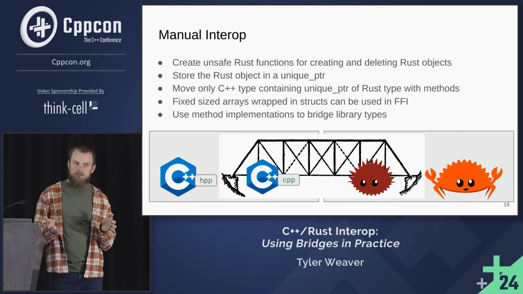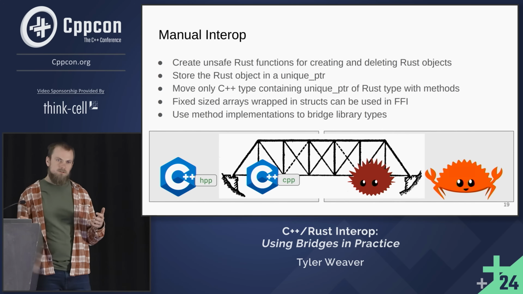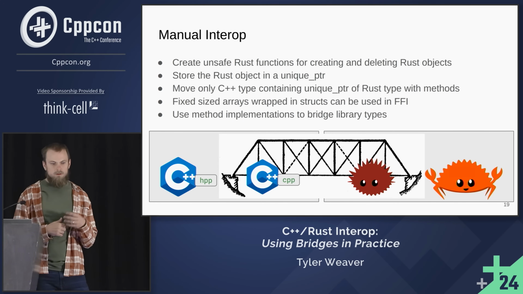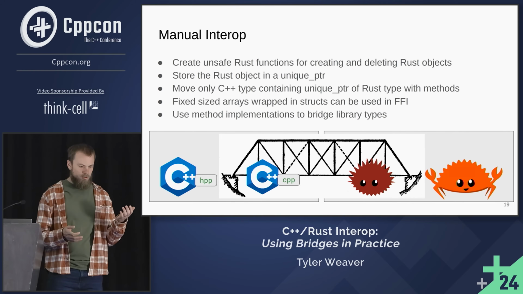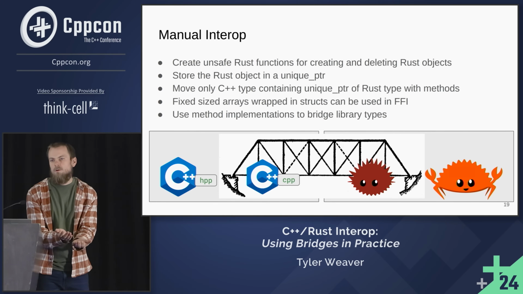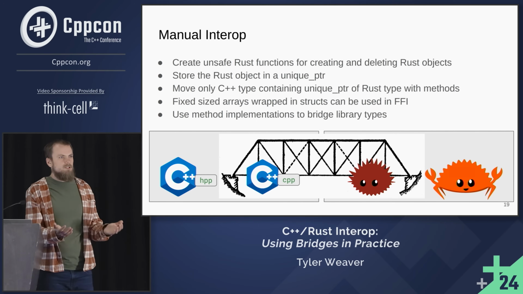Fixed size arrays are difficult to send out of return types, but you can wrap them in structures. That's something that's worked well for me. And then you can use pairs of method implementations and unsafe Rust code to bridge first-class library types. So your users have the types that they expect.